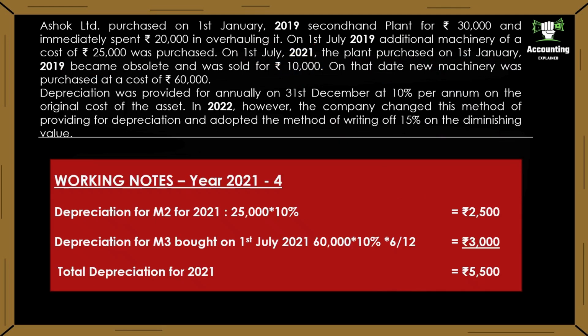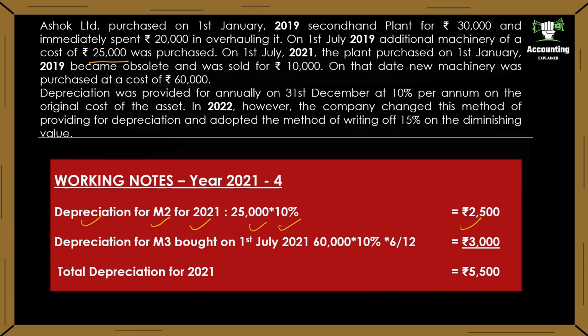We completed the working notes for the sale of machinery, that is, we found out the loss on the sale of the machinery. Next, we have to find out the depreciation for the existing machinery. Existing machinery is this 25,000 which we bought on 1st July 2019. So depreciation for M2 for 2021 is 25,000 into 10%, which is 2,500. That is for the whole year.